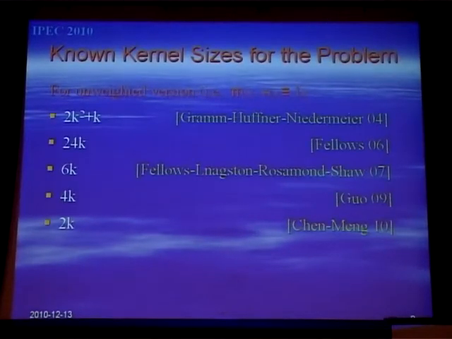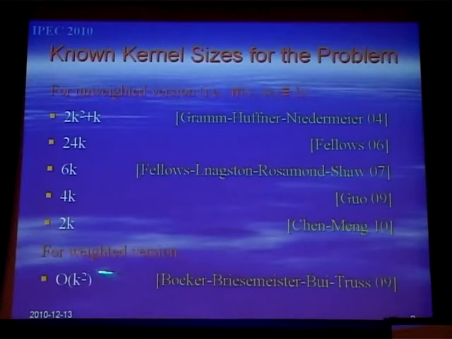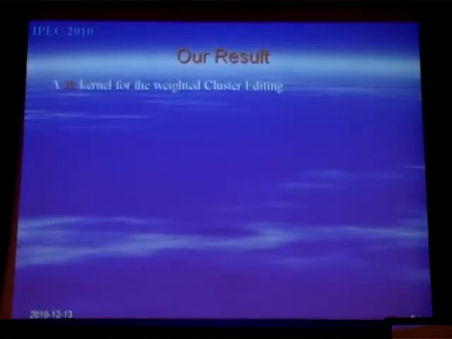Most of the previous work on this problem is on the unweighted case, and there is a sequence of results. Currently, for the unweighted case, where each edge operation counts as a cost of one, you can do this with a 2k kernel, where 2k is the number of vertices. For the weighted case, the more general case, a recent result presented a k squared, quadratic, kernel size. Our result, in this talk, is that for the weighted case we have a 2k kernel.